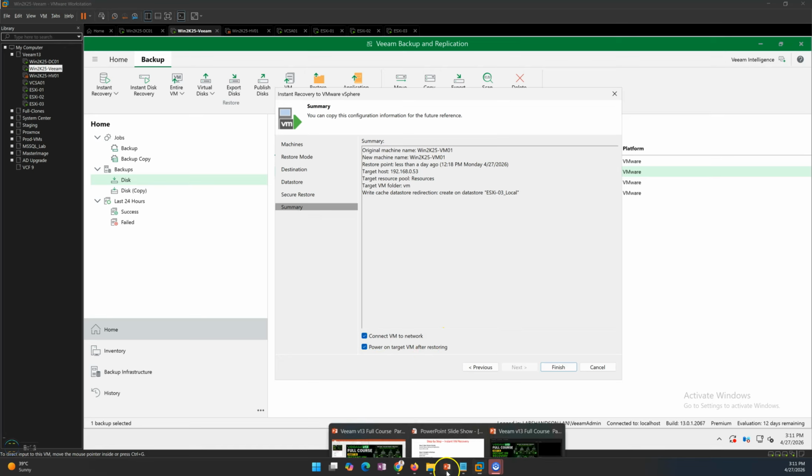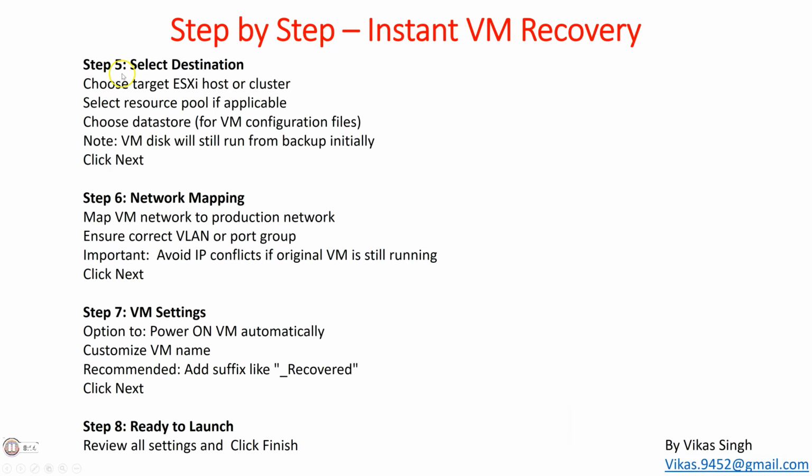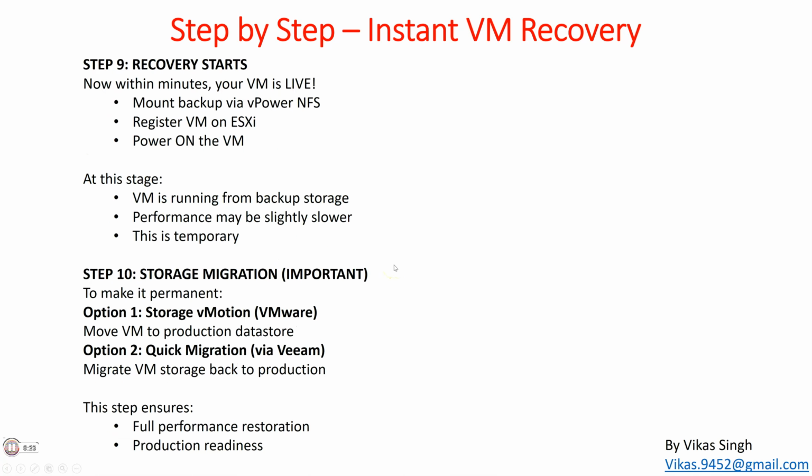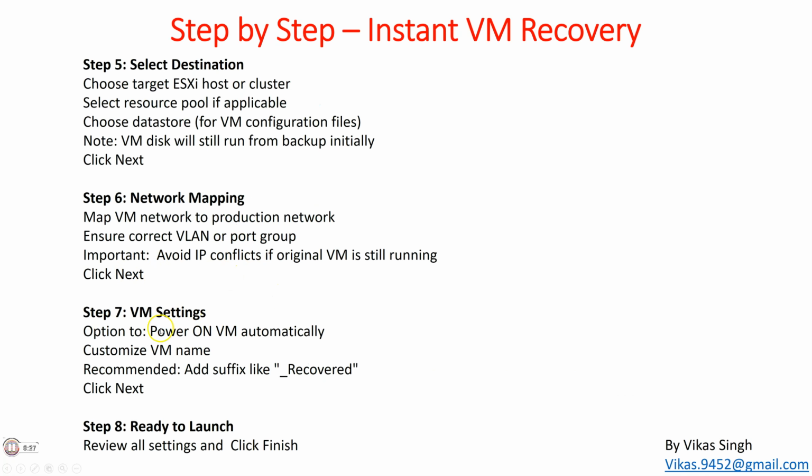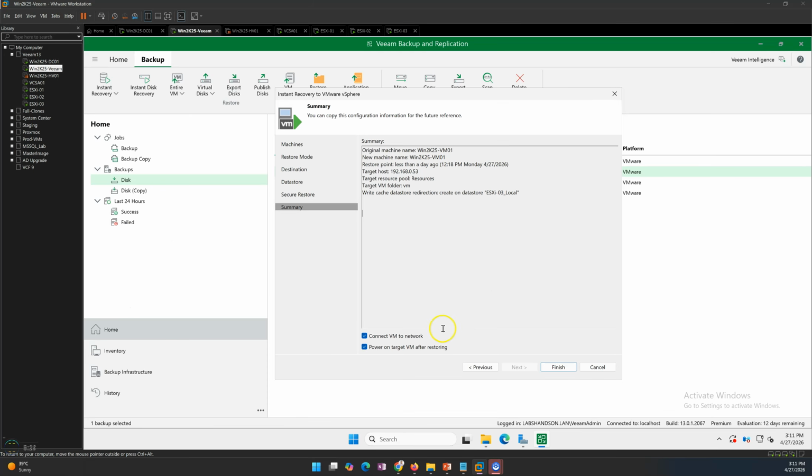I'll go ahead and connect the network on power on. This is very important if you want to make sure there is no IP conflict. So you can avoid the IP conflict with the original VM if the original VM is still running. Ensure the correct VLAN is mapped and all those things. And now I'll go ahead and power on the target machine. After restore, I'll click on finish.